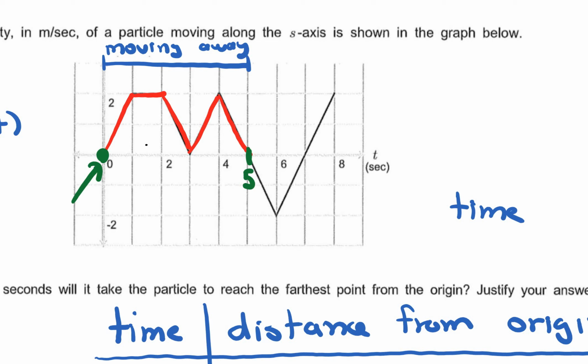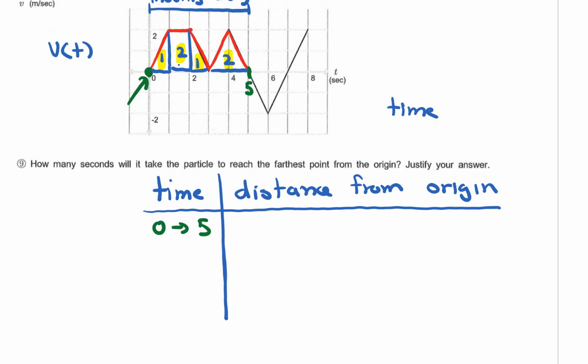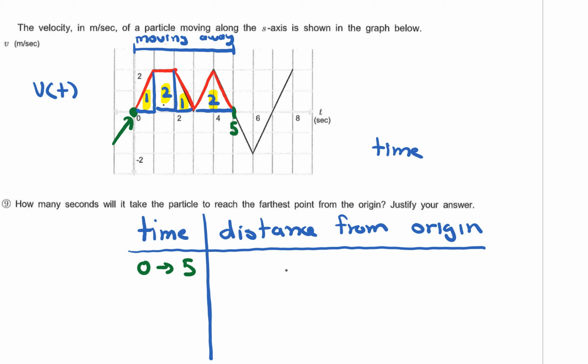And if I start calculating the distance here, from the previous question, I know this distance was 1, this area was 2, this was 1, and that was also 2. So if I look at the total distance traveled from 0 to 5 seconds, I believe I have 6 meters, right? So 1 plus 2 is 3, 4, 5, 6. So basically what that means is from 0 to 5 seconds, we've actually traveled 6 meters away from the origin, right? 6 meters away from the origin.